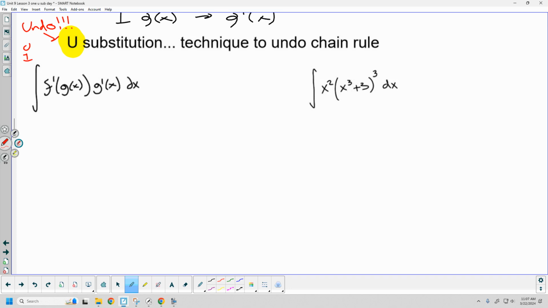We have this first example, which I already told you the answer to. I'm going to show you a different way to get the same answer that is very much an O and I type technique. It's called U substitution. U is going to undo. And let me just show you what happens.